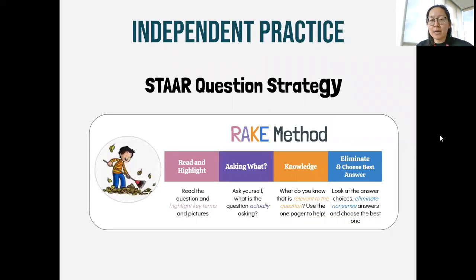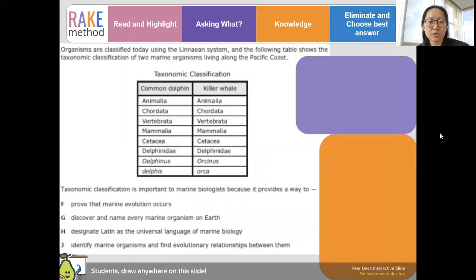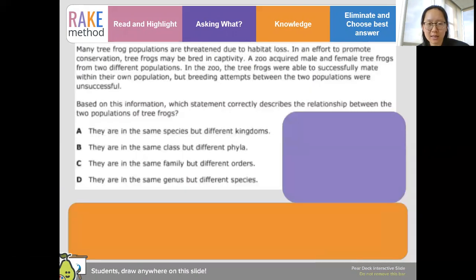I'm going to ask that you do independent practice now. We have the STAAR question strategy, again, that you're going to follow in order to get credit. There is this question, and this question. I think that's it. There are 3 questions for you to work on. Make sure that you're following all the steps, highlighting, asking the question in your own words, sharing your knowledge or logic, and then eliminating and choosing the best answer. At the very end, you have an exit ticket in the Google Classroom, and then you're done for today.